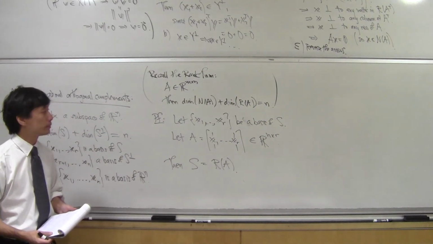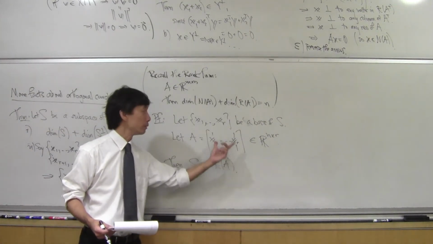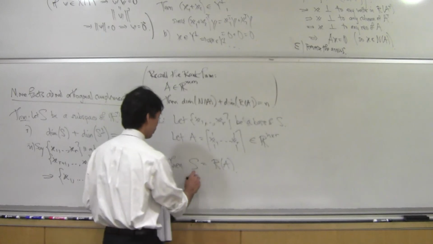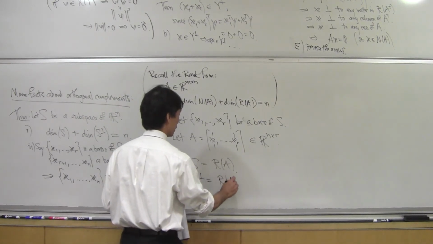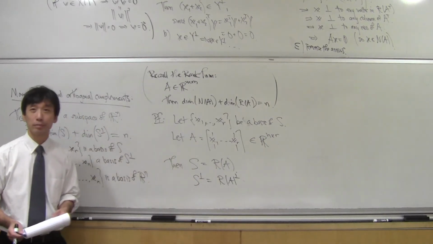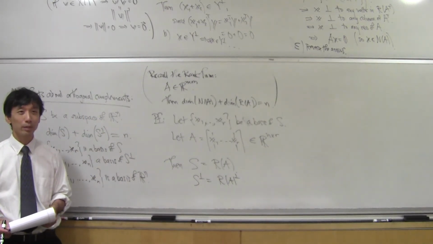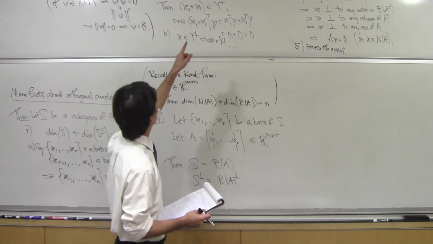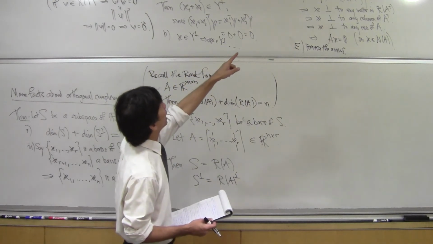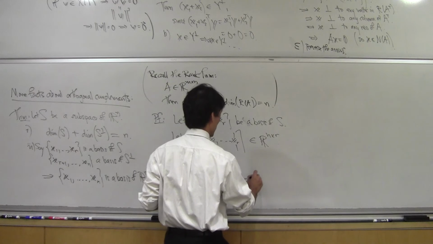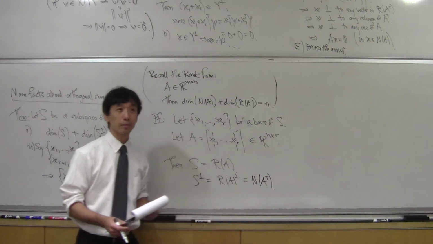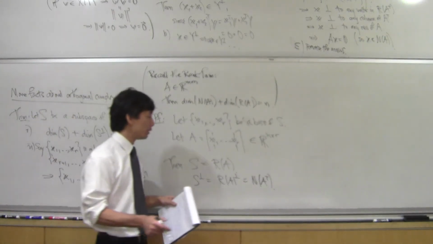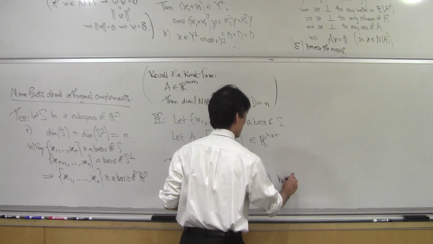Because the range of A is the span of these columns. This is the basis of S. S is the range of A. S perp is the range of A perp. At this point, what do we do? We use something that's up there. Range of A perp is the same thing as the null space of A transpose, by the fundamental subspaces theorem.